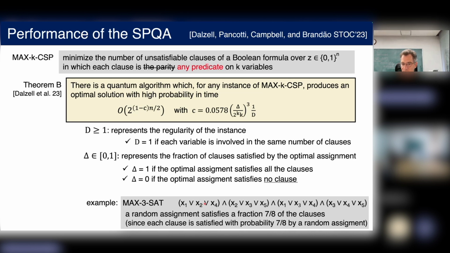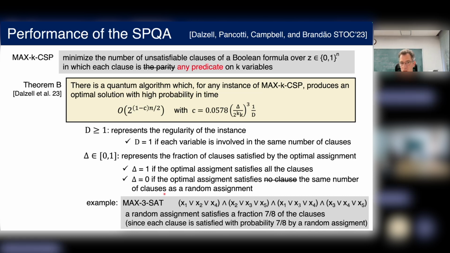it's easy to check that if you take a random assignment, you can satisfy each clause with probability 7/8, which means that a random assignment satisfies a fraction 7/8 of the clauses. So this also means that it's very easy to find an assignment satisfying a fraction 7/8 of the clauses. So instead of having no clause here, it should be this. We set delta equal to 0 if the optimal assignment satisfies the same number of clauses as a random assignment, some kind of trivial assignment. Okay.